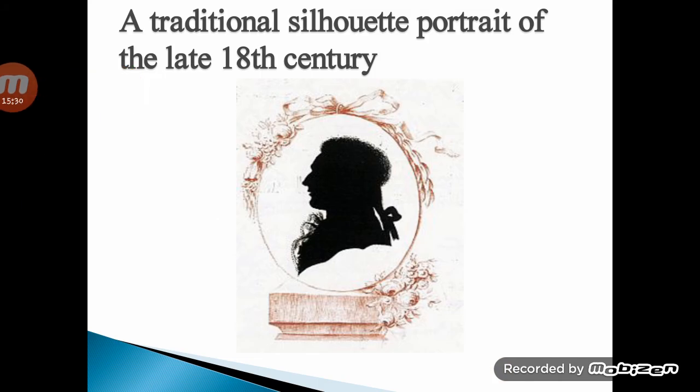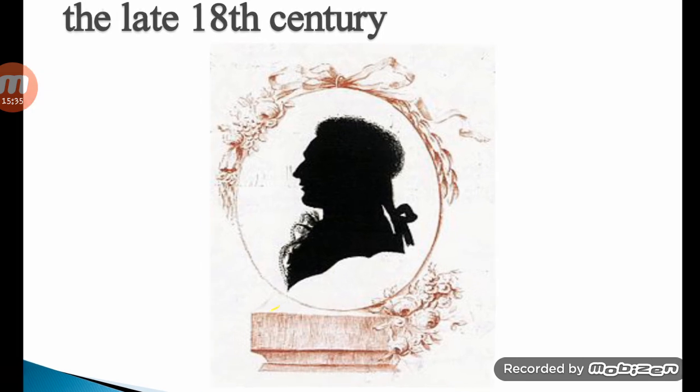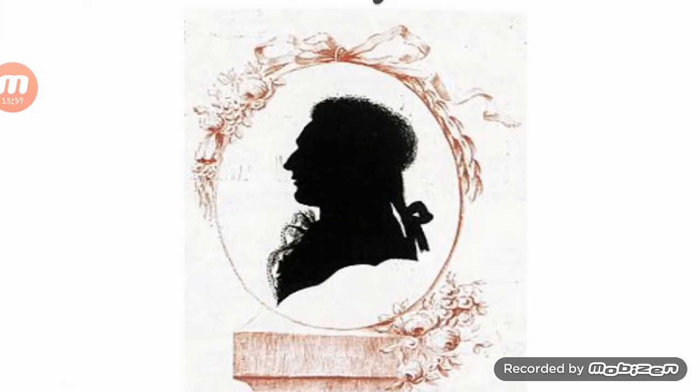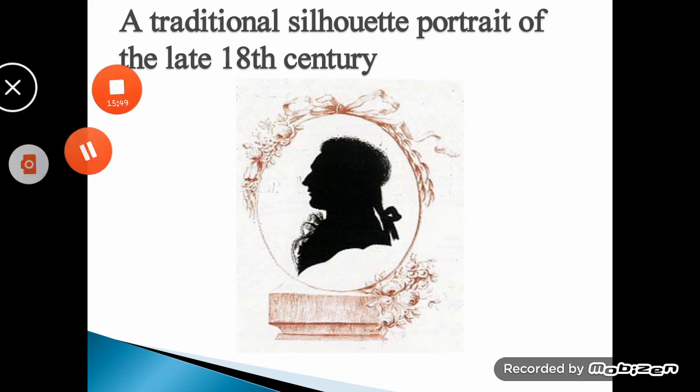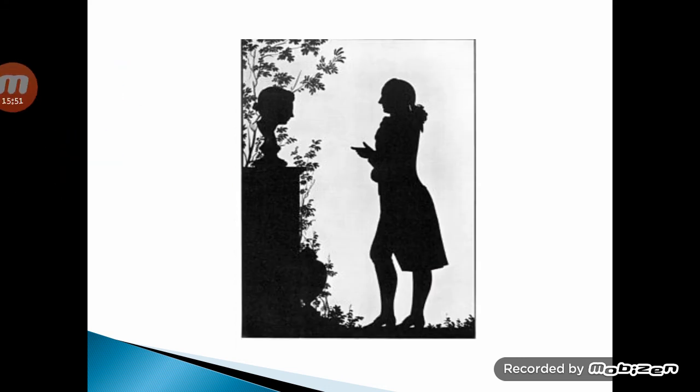A traditional silhouette portrait of the late 18th century. Another work.